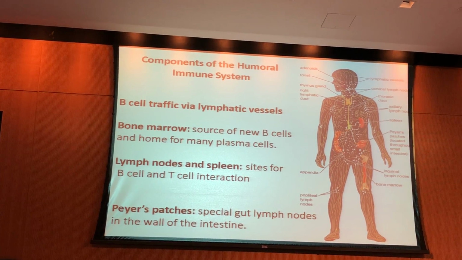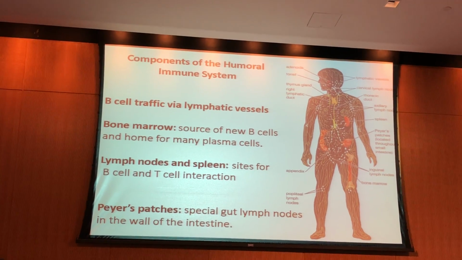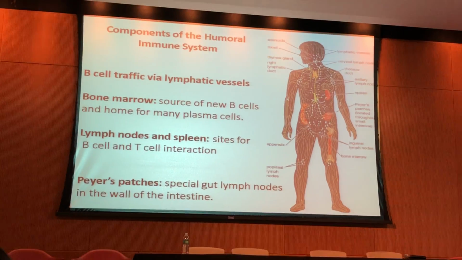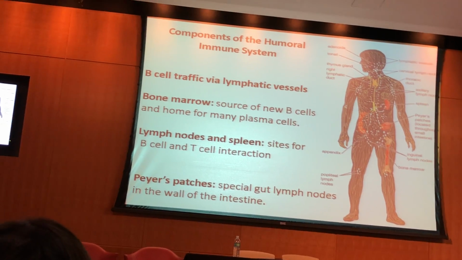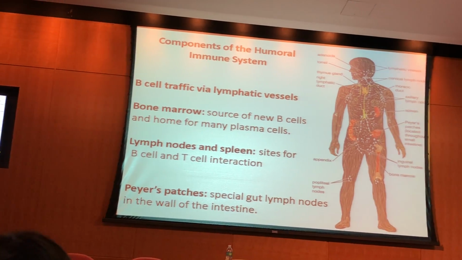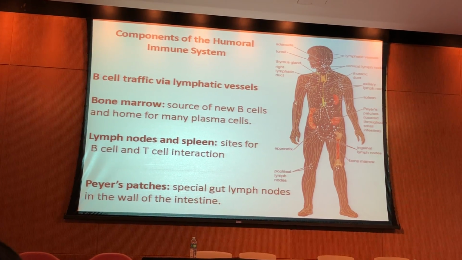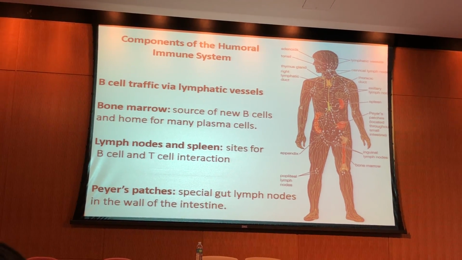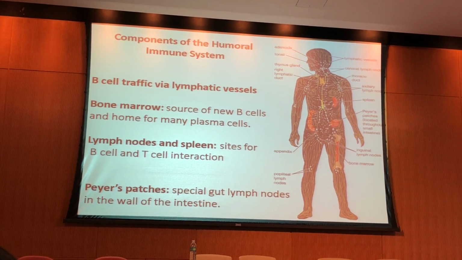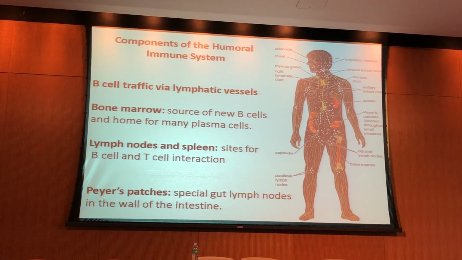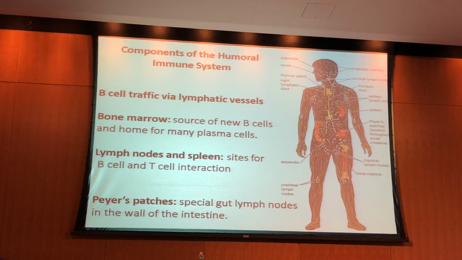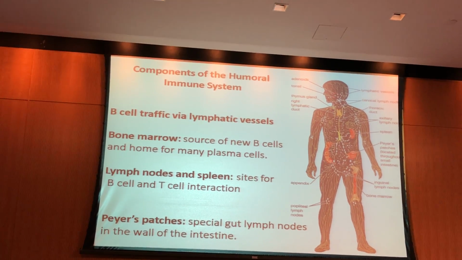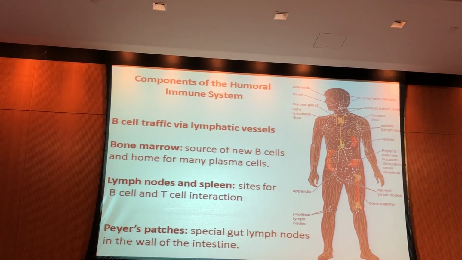In addition, there are special spots throughout the body. You can see all those little scattered dots on this diagram. All throughout your body you have little lymph nodes, which are places where B cells and T cells get together and kind of talk about whether they want to make an antibody against something. So your body is constantly awash in foreign antigens, and the immune system has to make a decision whether or not to make an antibody targeting the foreign thing you've encountered, or whether they should ignore it.